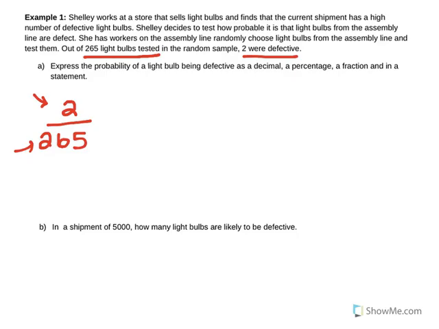If we want to change it to a decimal, we're just going to divide those two numbers, and you should get 0.0075. And if we wanted to change that into a percentage, you would multiply it by 100 to get 0.75%. So there's not a big percent chance of these light bulbs being defective.